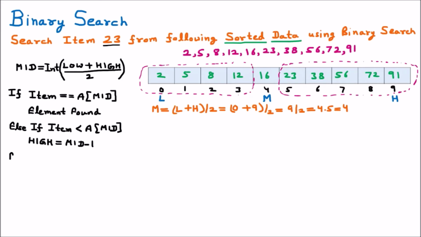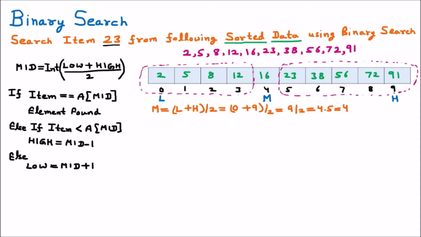Or if that is not the case, means item is not equal and it is not less than, that means we are assuming that item is greater. In that case we are going to shift the low. So low will be equal to middle plus 1. Now to understand what that algorithm is saying, we are going to use the example here.